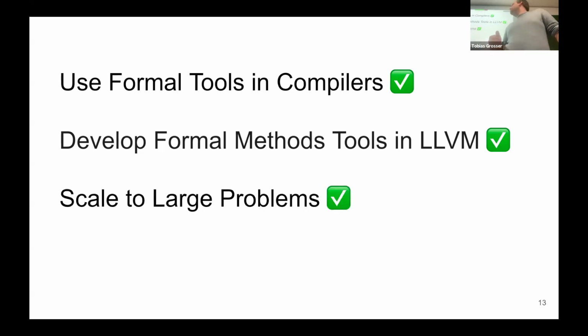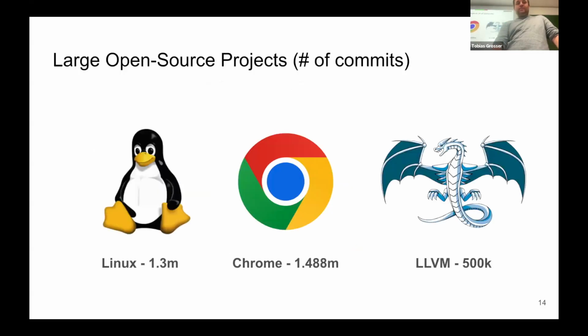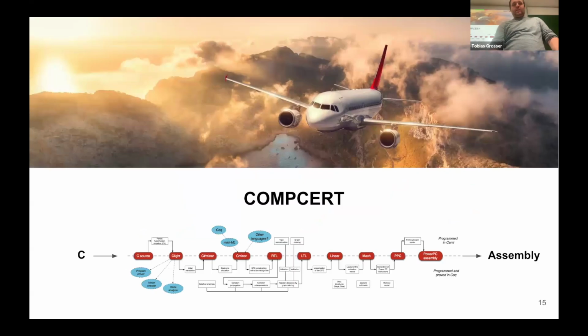And so we also want to scale to actual codes that we look at day to day. The project I'm working on is called LLVM. It's roughly the size of Chrome on Linux, so it's one of the very, very large open source projects. And an alternative version of that project is called CompCert. I'm not sure how many of you have heard of CompCert.